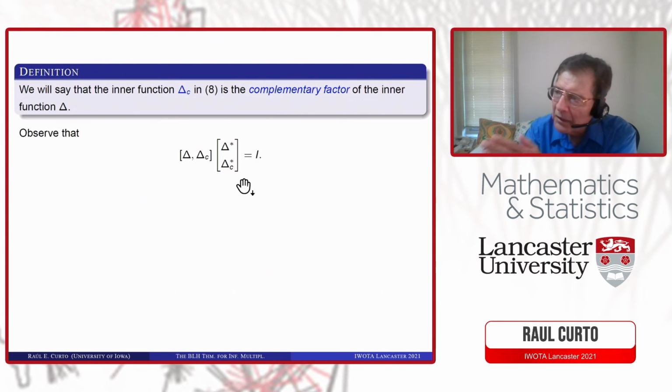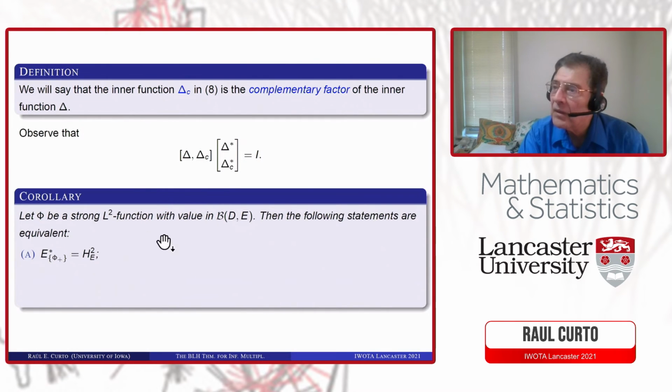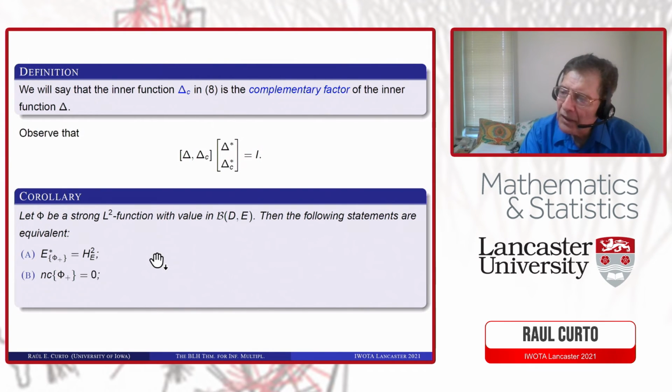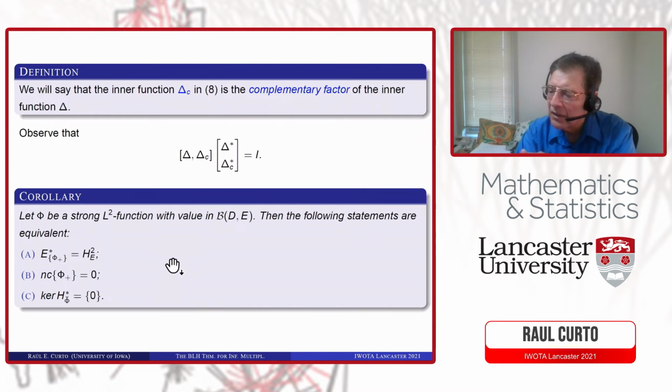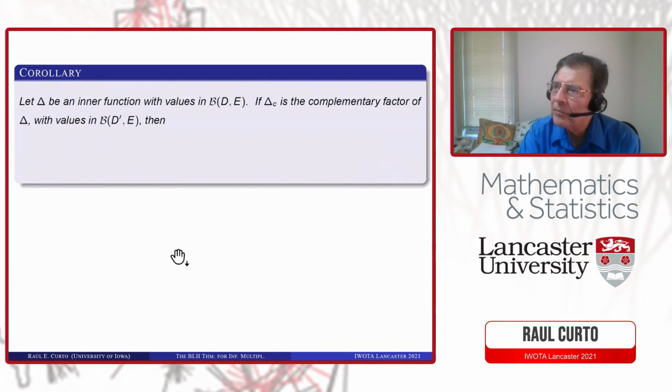So this is kind of covering what is left after delta star, which we know may not be the whole thing, but delta C comes to the rescue in a certain sense. As a corollary, we have that for a strong L2 function, the following statements are equivalent. If I take the analytic part and form the E star phi plus space, I get the whole H2, or the degree of non-cyclicity is zero, or the kernel of the Hankel operator is zero. It's kind of a straightforward corollary, but it helps to visualize what are the extreme cases that we are considering.